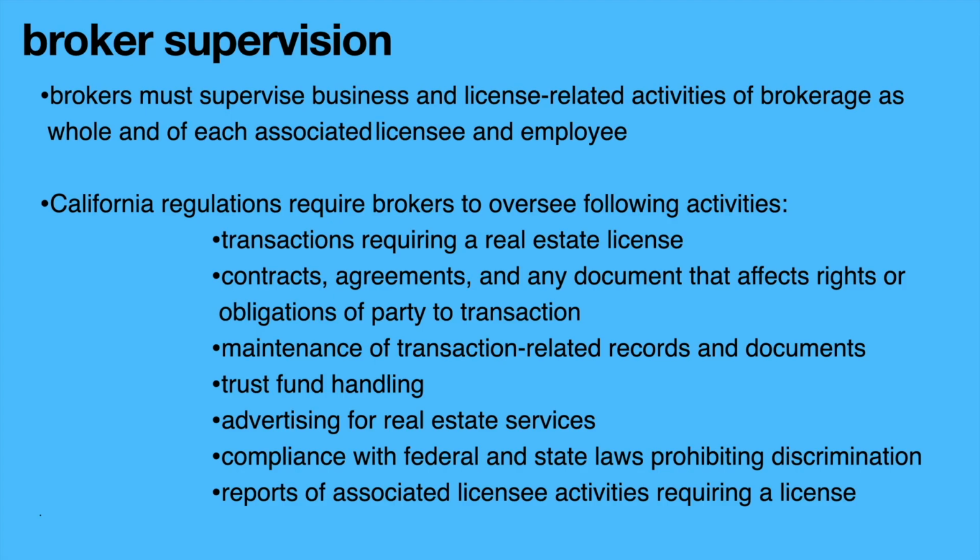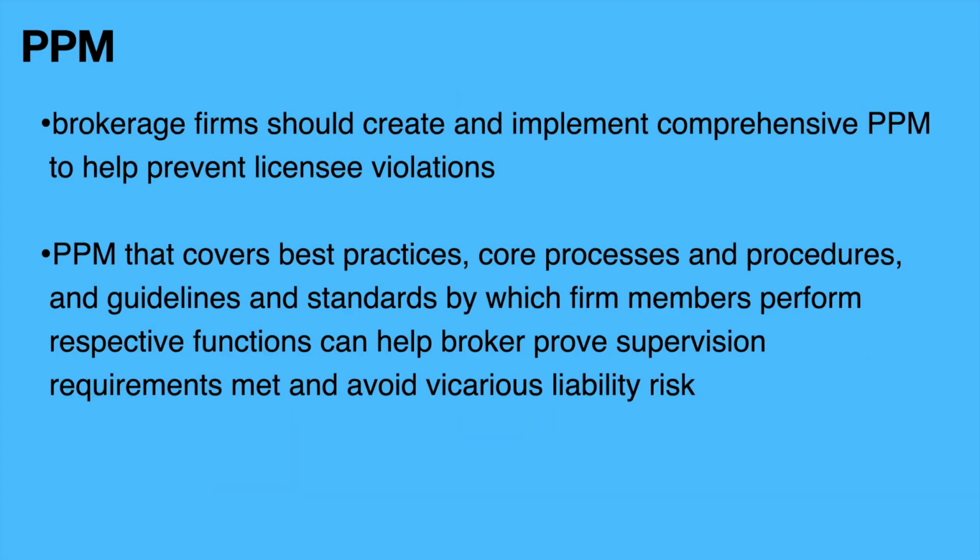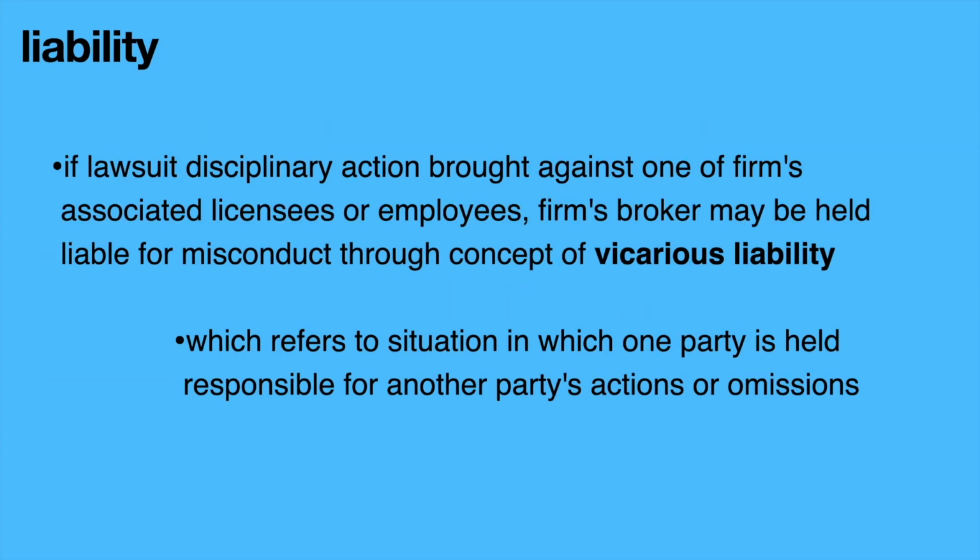Brokerage firms should create and implement a comprehensive PPM to help prevent violations. A PPM that covers best practices and guidelines and standards by which firm members perform their respective functions can help a broker prove supervision requirements are met, as well as avoid vicarious liability risk. If a lawsuit or disciplinary action is brought against one of the firm's associated licensees or employees, the firm's broker may be held liable for the misconduct through the concept of vicarious liability, which refers to a situation in which one party is held responsible for another party's actions or omissions.